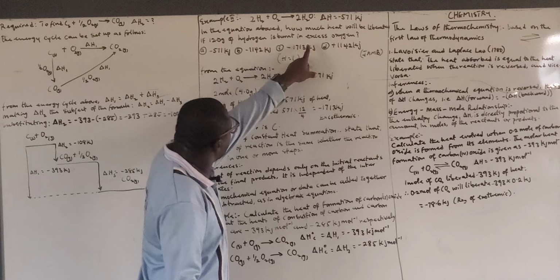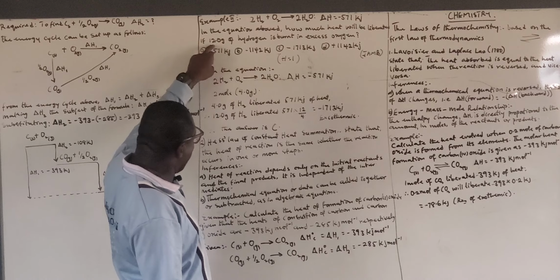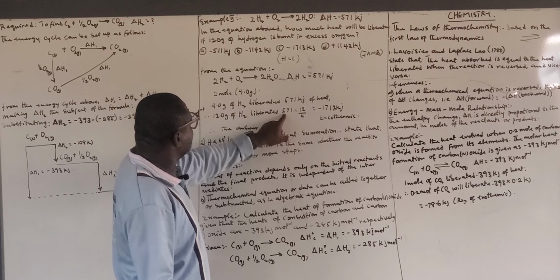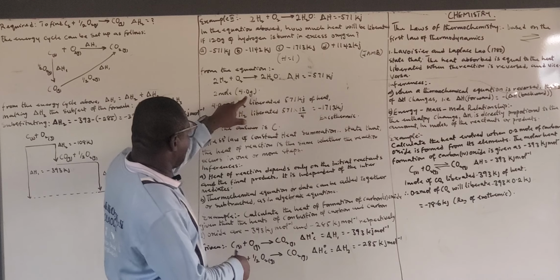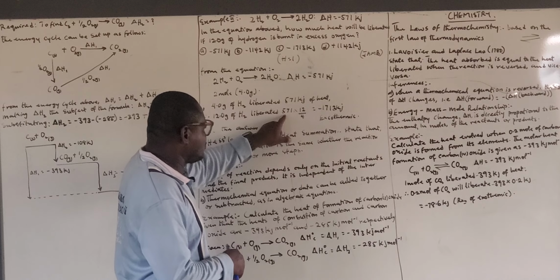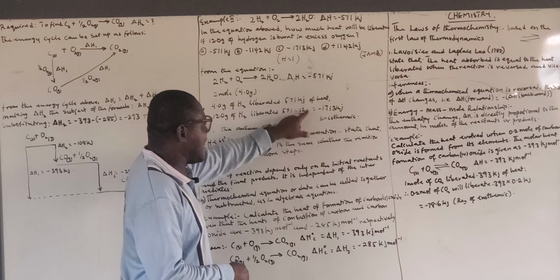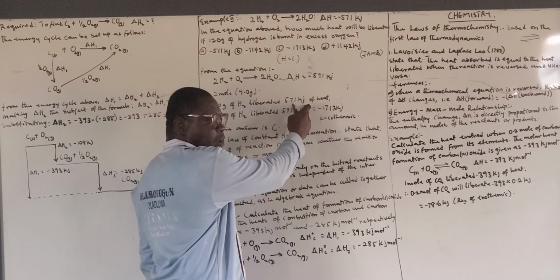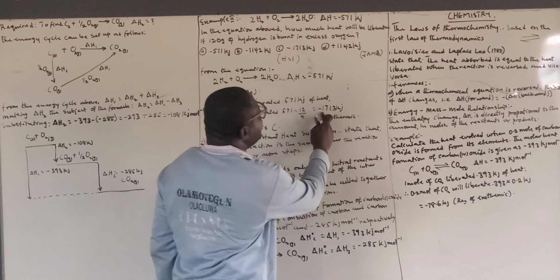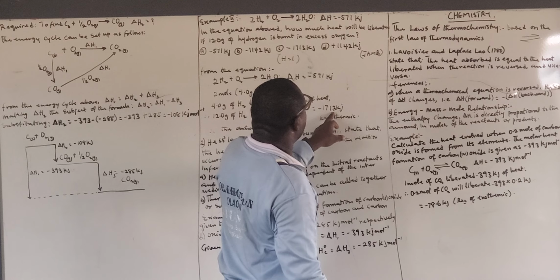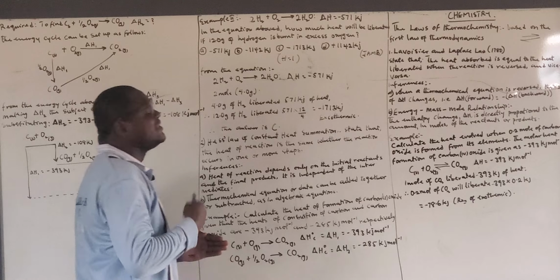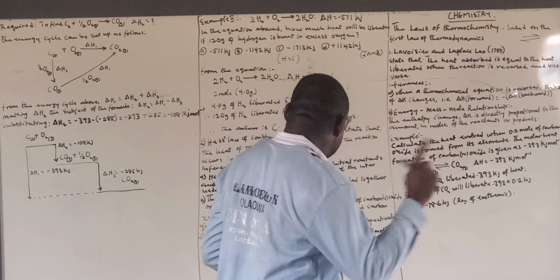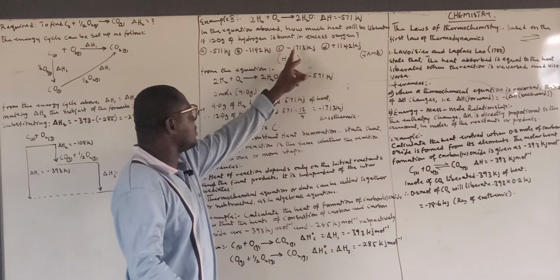Therefore, we now have 12 gram of hydrogen liberated, remember we have 4 gram here, 571 times 12 all over 4. If you use 4 to divide 12, it gives you 3. 3 times this will give you minus 1713 kilojoule. That is, it is an exothermic reaction. Therefore, the answer is C.